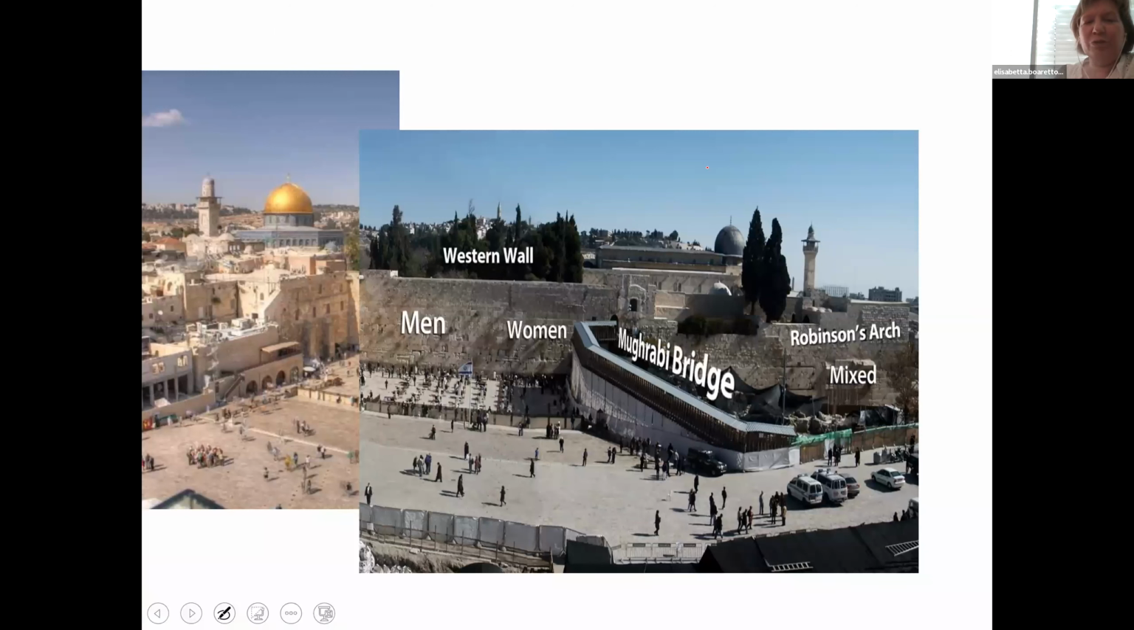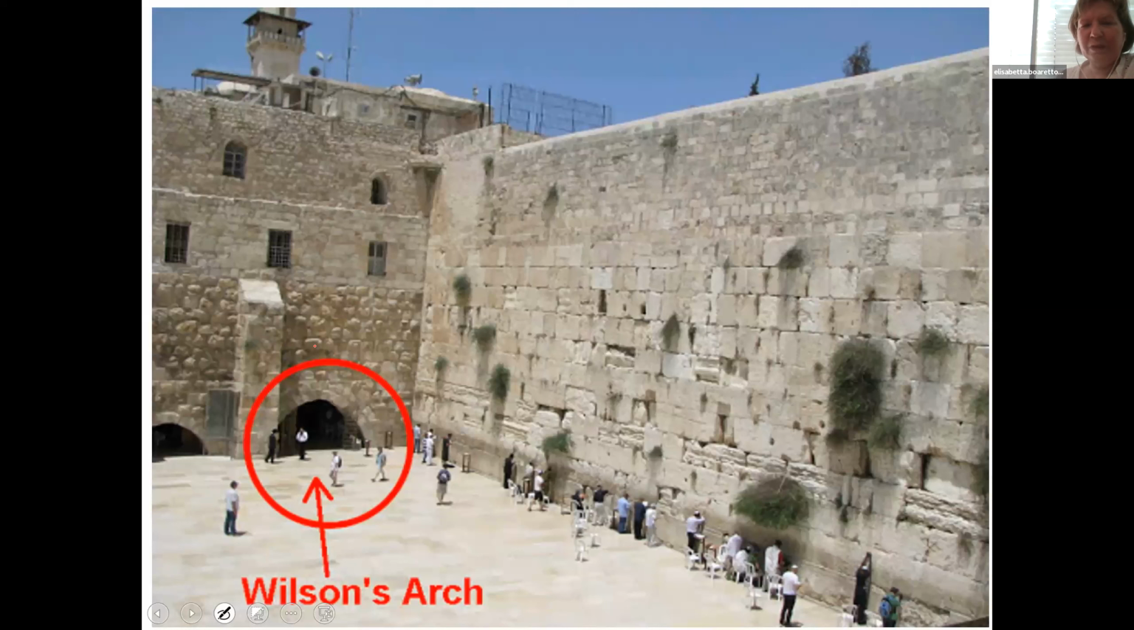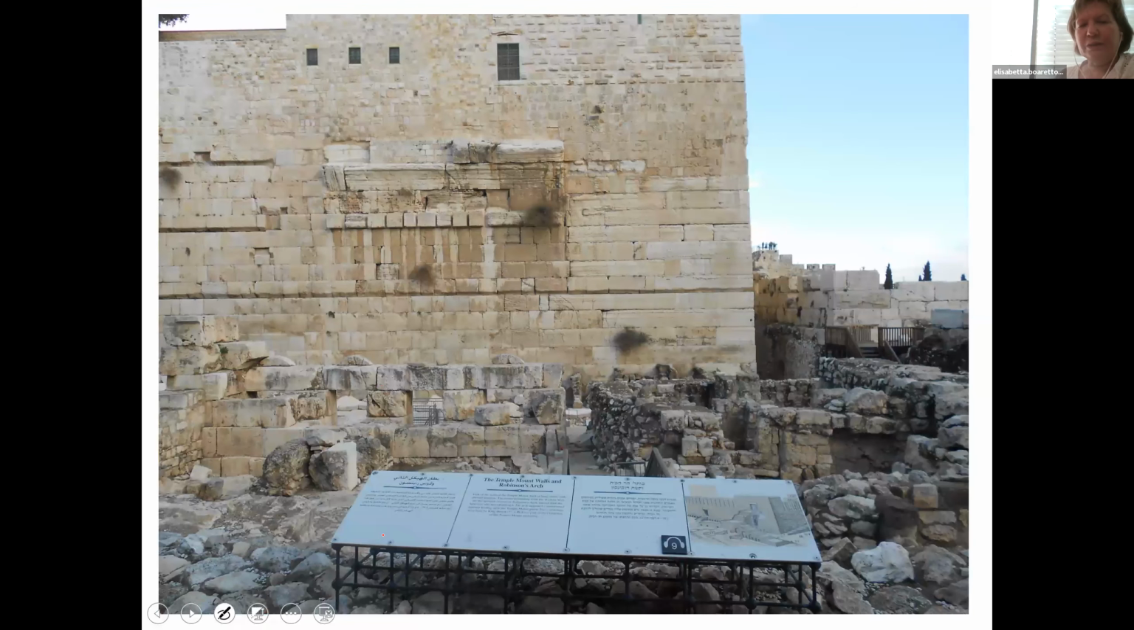Today, when you look at the Western Wall, the Wilson Arch is here. That's what you see of the Wilson Arch. This is visible today, and of course it is much deeper inside. It is related to the Robinson Arch, this one, which has almost completely disappeared. We are left only with the top part when you get to the wall. This is the other arch.